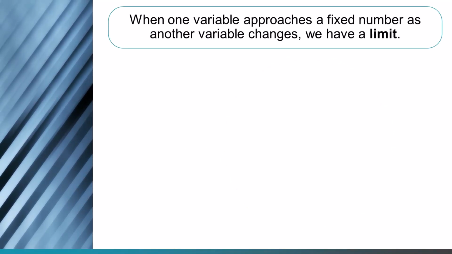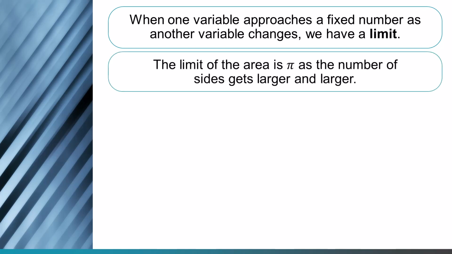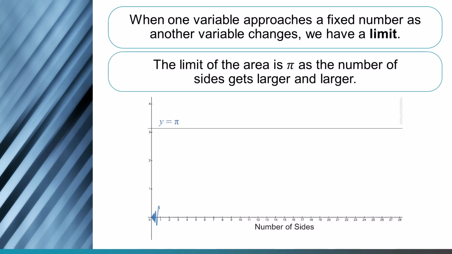In calculus, when one variable approaches a fixed number as another variable changes, we have what is called a limit. Here, we would say that the limit of the area is pi as the number of sides increases. Let's take a look at another example.